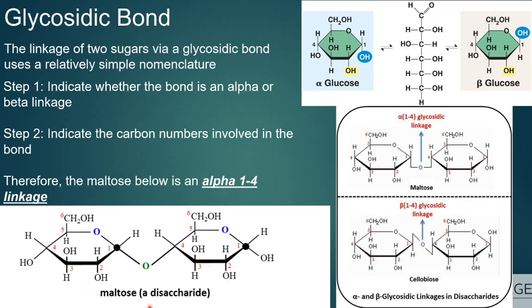So again, if we're looking at maltose down here, it is an alpha linkage because it's pointing downwards and is a connection between the first and the fourth carbon. Now, if we look at cellobiose down here, this is a beta-1,4, because if we look at this first anomeric carbon, it is beta because it's pointing upwards and it is connecting the first and the fourth carbon.